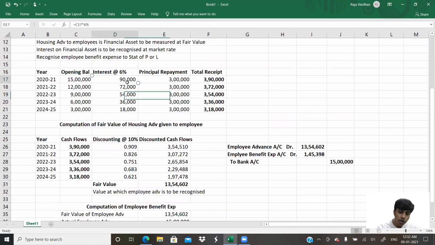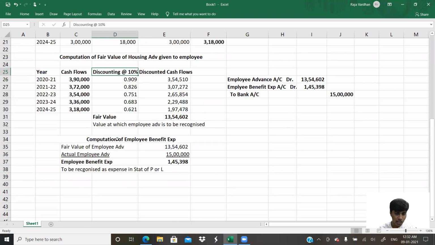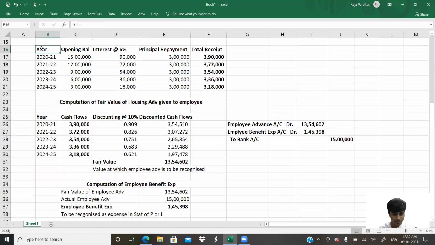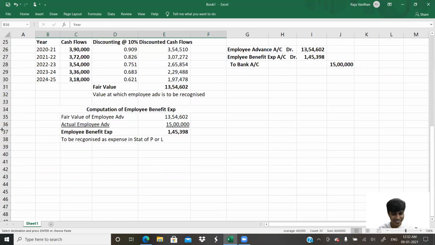Interest in such case will not be 90. 90 it is when we take 6%. When you take 10%, it will be different. How much is it? That computation we have to do now. So again, this table will repeat, but with little changes. I'll tell you how it is changing.